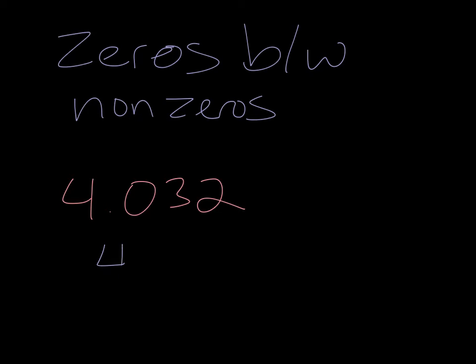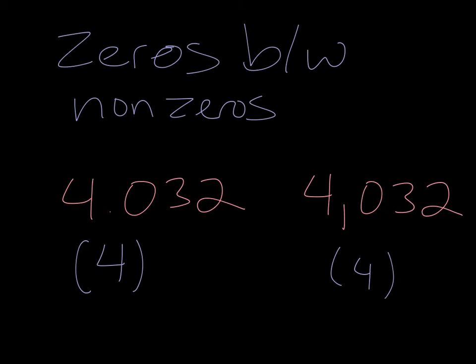If I have zeros that are between non-zeros, those are going to be significant figures. So I'm going to say between non-zeros. So if I have, for example, 4.032, all of those will be significant. So that is going to have four significant figures. I could also not have a decimal place, so it doesn't matter if there's a decimal place or not. If I had 4,032, that would still have four significant figures.